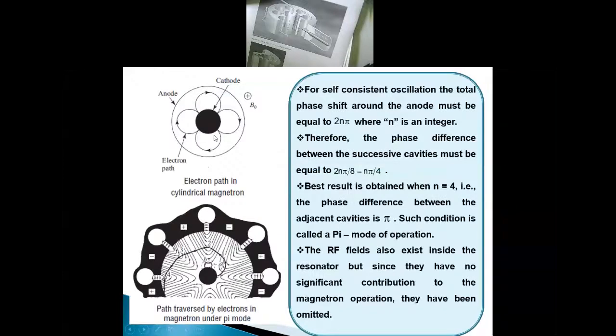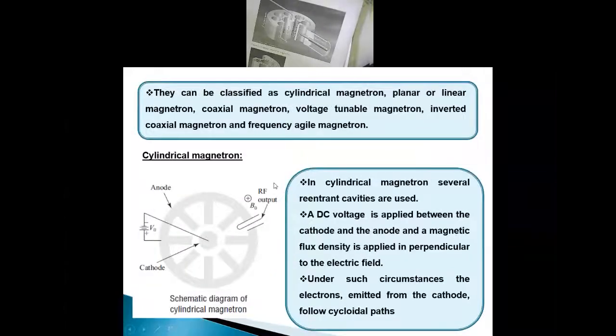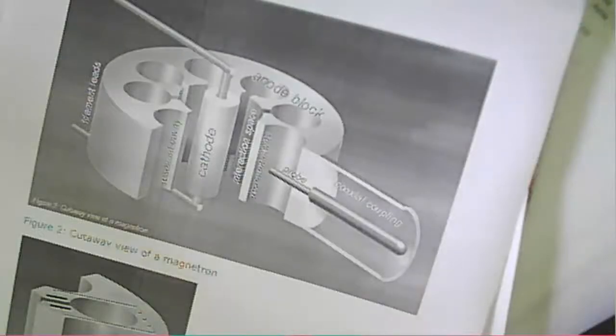Now, there are different types of anode cavities present, and based on those anode cavities, different types of operations are possible in this particular magnetron. So now we will learn how it works. Before that, we should know what we have learned earlier.